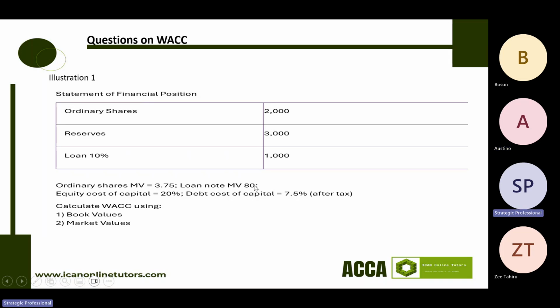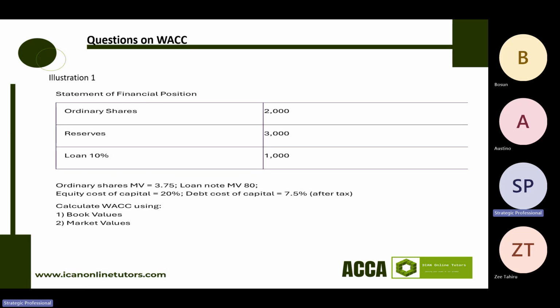And normally, the way bonds are treated, they are treated in bundles of hundreds. Meaning that if they give you 105, when you are getting the market value, you are doing 105 divided by 100 times the loan note value. So for this one, the loan note market value is 80, so it means 80 divided by 100.